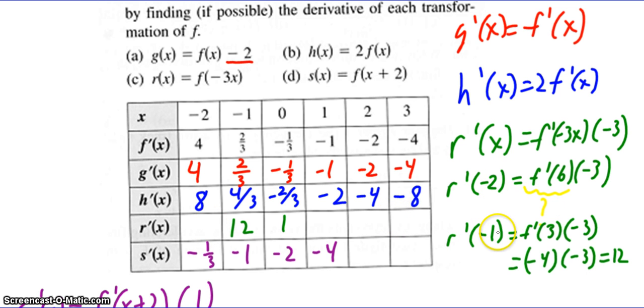But r prime of negative 1, if I plug in a negative 1, this becomes positive 3. I know f prime of 3 is negative 4, so I have negative 4 times negative 3, and that gives me 12. I can do the same thing for 0. I didn't show that work, but you can plug in 0, and we know f prime of 0. But then after that, again, we're going to be outside of the domain of the table. So we're not going to be able to get 1, 2, or 3.